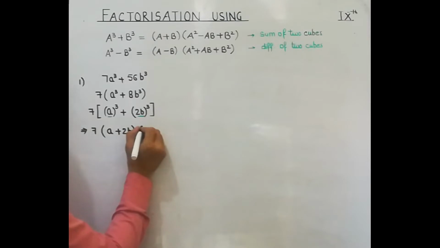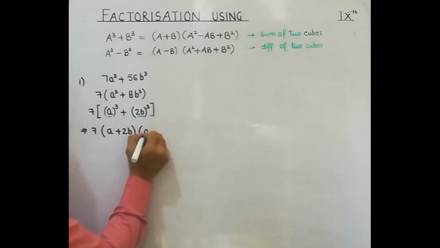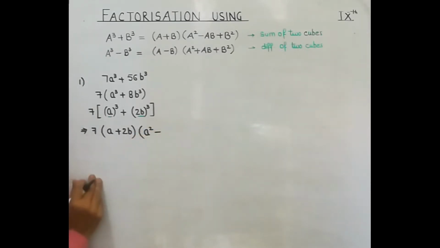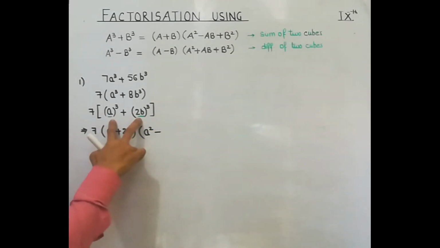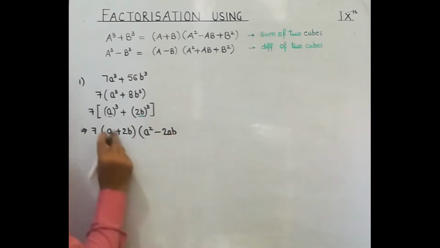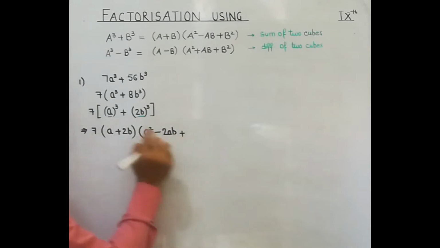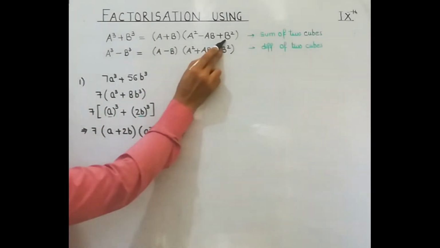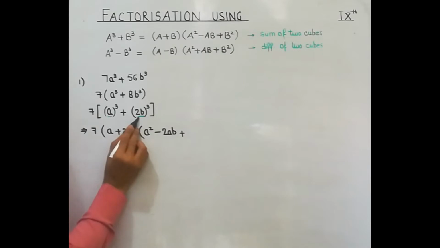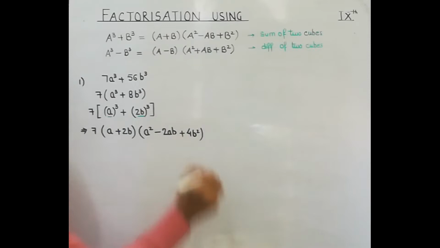Then in the second bracket we have to write a square, so square of this, minus the product of a and b, the multiplication of these two, that is 2ab, right? This and this when multiplied, so 2ab, and then we have to write plus square of b. The last term to be written is square of b. This is your b within the bracket. So square of this, 4b squared. So your answer will be this.